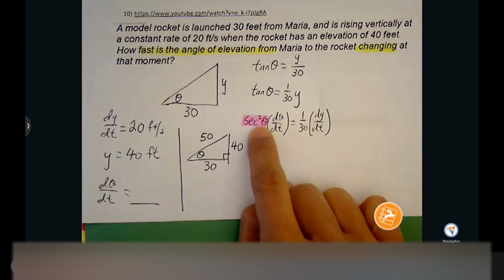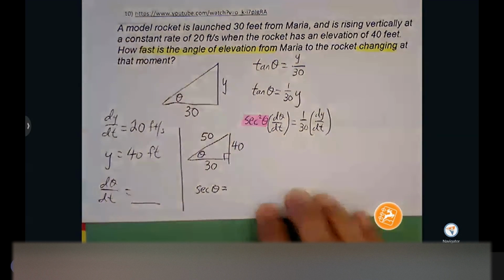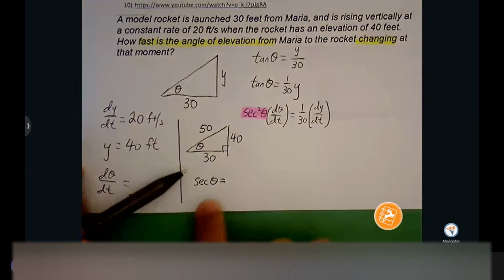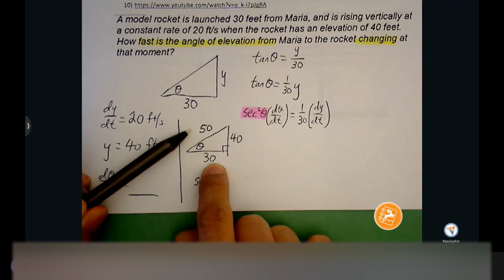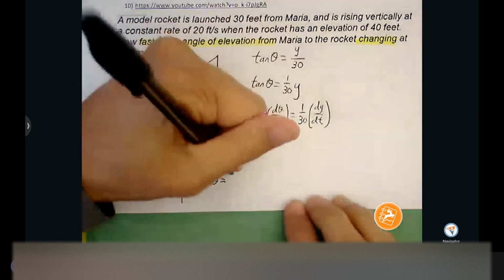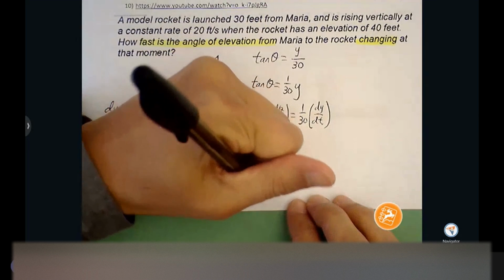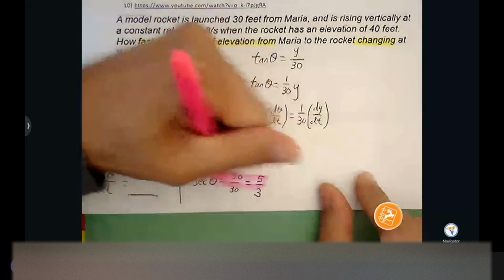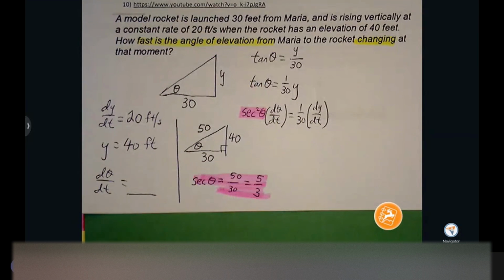Okay. We're trying to find a suitable ratio for secant of theta. So based off of this triangle, what's secant of theta going to be equal to? Good. Remember, secant is the reciprocal of cosine. Cosine is adjacent over hypotenuse. So secant is going to be hypotenuse over adjacent. And we can reduce that to be 5/3. Good. Okay, we should be in the clear now because we have all the information that we need to solve for our d theta dt.